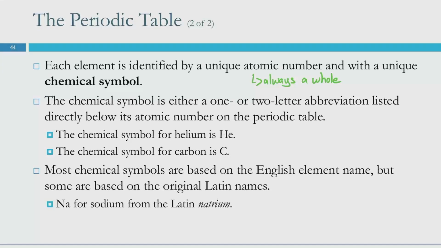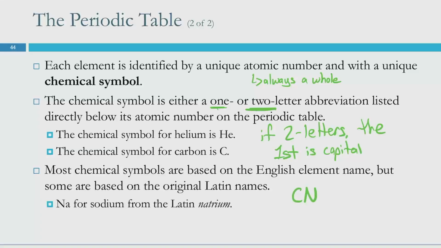Our chemical symbols are always either 1 or 2-letter abbreviations. Even if it's 1, it's always that the first letter is capitalized. Always capital when we're talking about the symbol. We're always going to capitalize the first letter, and the second letter is always lowercase. So CN with capital is not the same as capital C lowercase n. Capital CN would be carbon nitrogen. Capital C lowercase n was, I believe, copernicium.